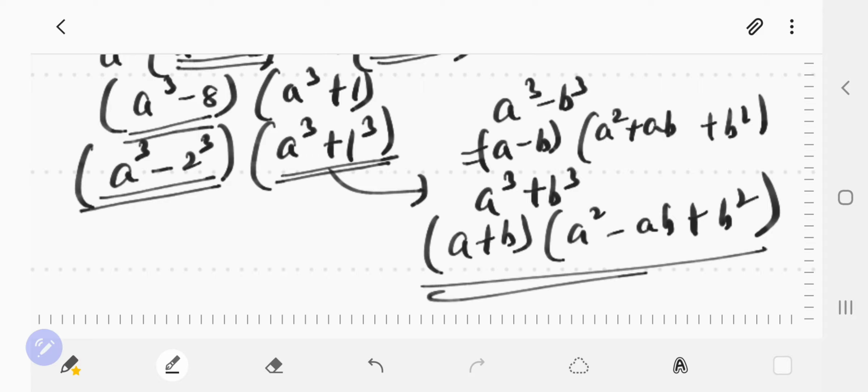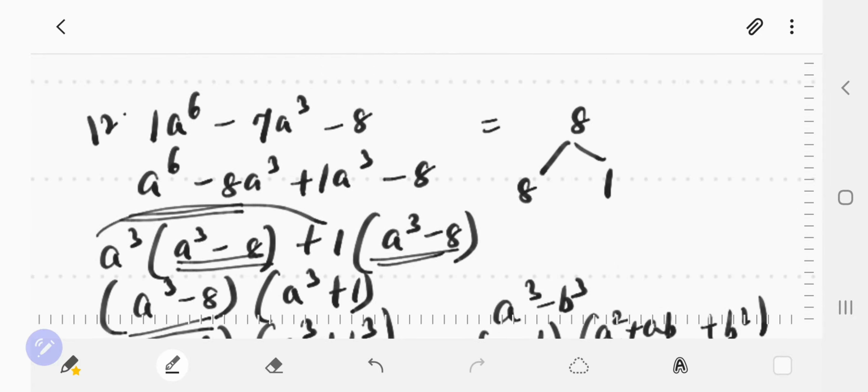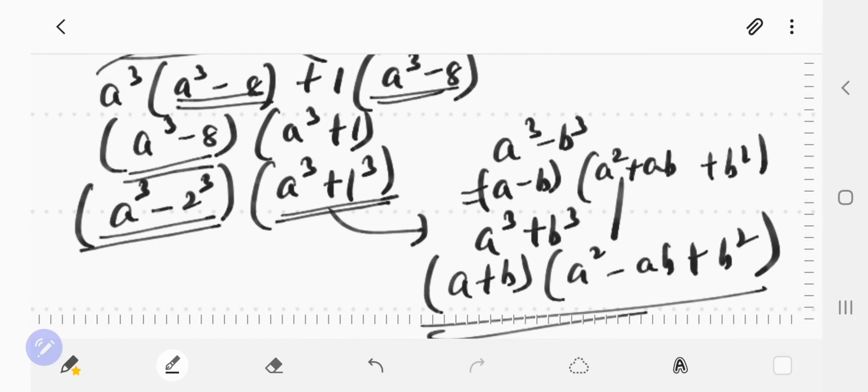We have done all the problems, 13, 14, whichever, how many problems we have done, let's see. 12 problems. Whatever 12 problems we have done, those were based on these basic identities. Hope you have understood these identities.